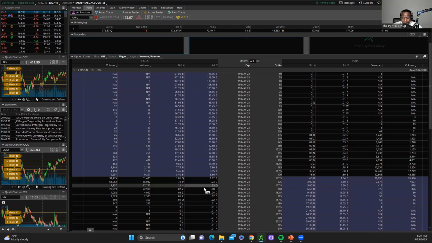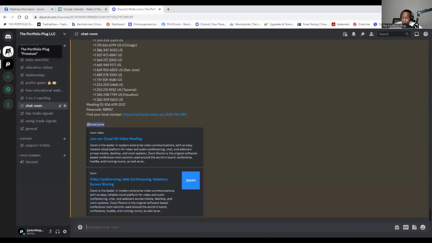But again, I like high probability setups. That includes good contracts that are part of the setup. Ideally, I like to be in a trade within 5 to 10 minutes max. If for any reason I'm in a trade a little bit longer, it's because there's less volume. Let me show you real quickly just so you can see what I'm talking about.